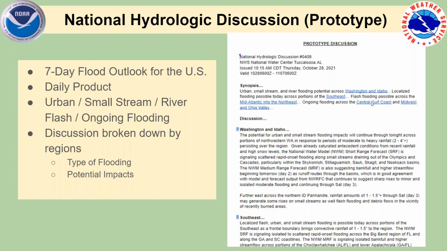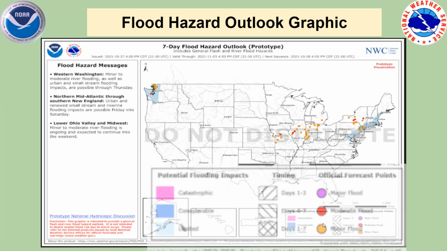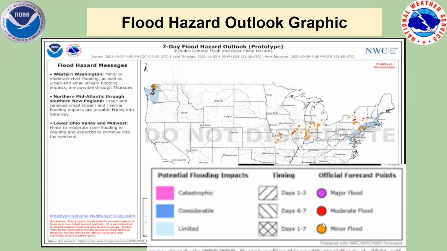There's a companion graphic that goes with that. It's called the Flood Hazard Outlook. And I really like this because I love the picture worth 1,000 words. I can get so much information just from looking at this. So it highlights the key messages over here on the left. And then I'm zoomed in on the little legend down here. It's a little fuzzy, but I think it helps to blow it up a little bit.